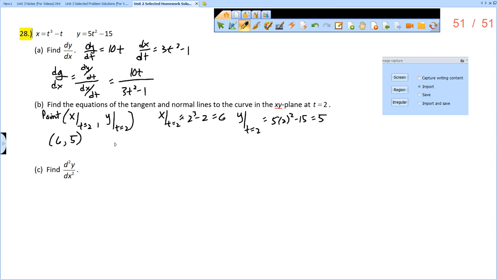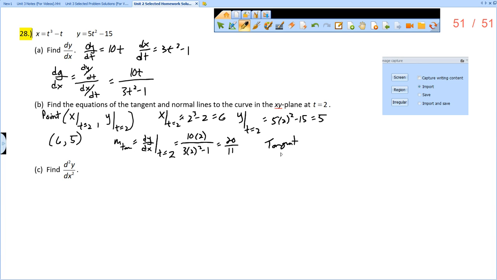And then our slope. Remember, the slope of the tangent line is found by evaluating dy/dx at the value t equals 2. And so dy/dx is 10 times 2 divided by 3 times 2 squared minus 1. So 10 times 2 is 20, over 3 times 4, which is 12, minus 1 is 11. So 20/11ths is the slope of the tangent line.